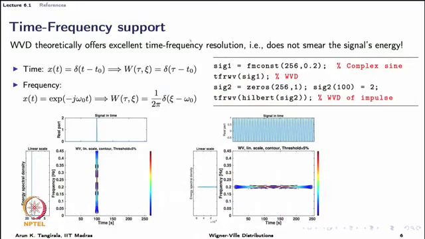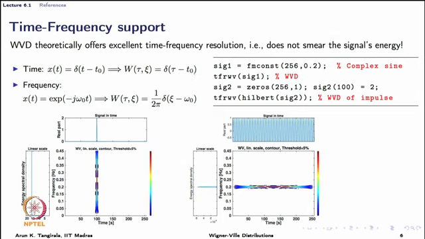or is there not. Now, as I show this to you on the slide, theoretically Wigner-Ville distribution offers excellent time frequency support, which means it does not smear the signal's energy in time or frequency. And you can show this mathematically. If I use this signal here, x of t, as a Dirac centered at t naught, then the Wigner-Ville is also exactly centered at t naught. It is also an impulse. The most important thing is not just that it is centered at t naught, but that it is also an impulse.